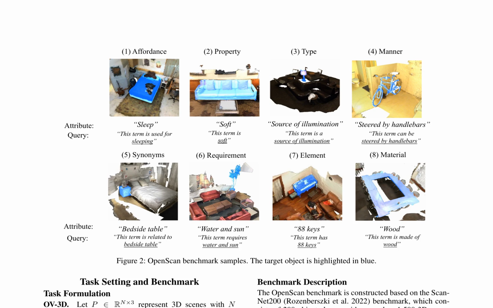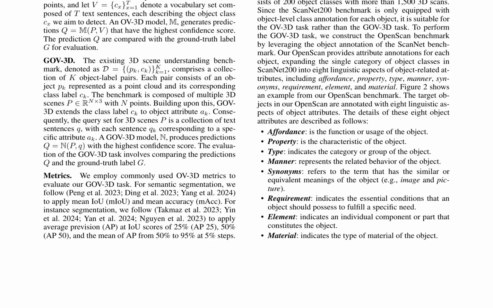The attributes are categorized into 8 linguistic aspects: affordance, property, type, manner, synonyms, requirement, element, and material. These attributes are derived from both common sense knowledge and visual appearance annotations. The annotation process begins by leveraging a knowledge graph to establish associations between objects and various attributes. For instance, an object, bed, is associated with attributes such as, is used for sleeping, is a good place to lie, and is made of wood. This information is obtained through a knowledge base like ConceptNet.